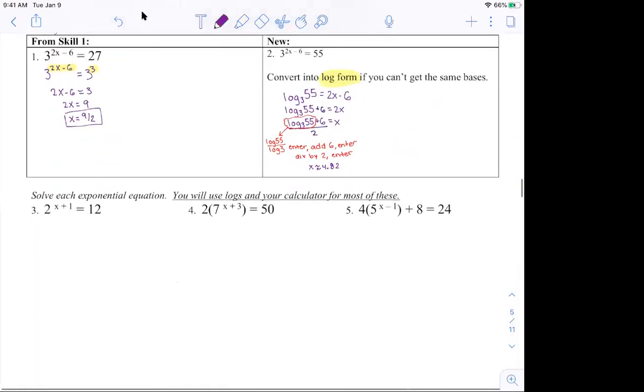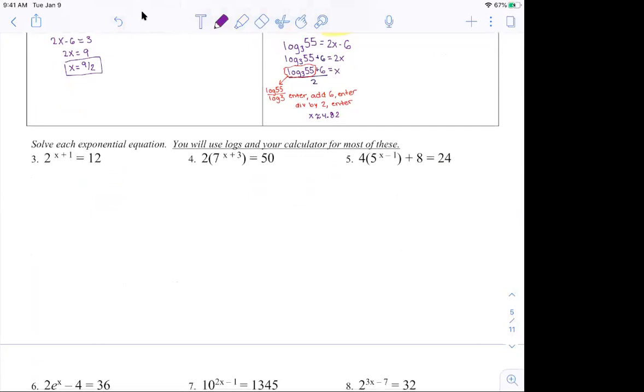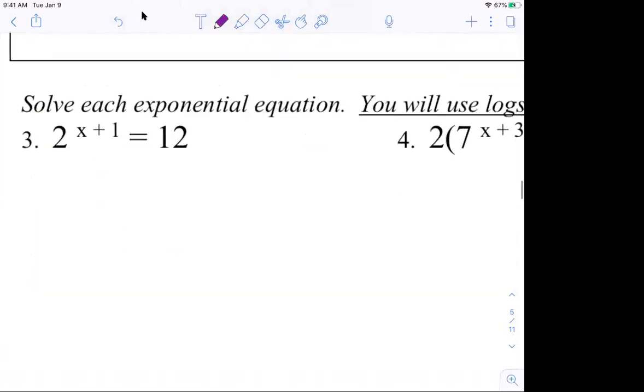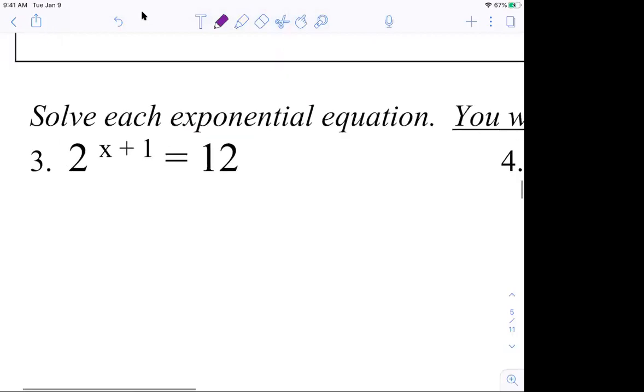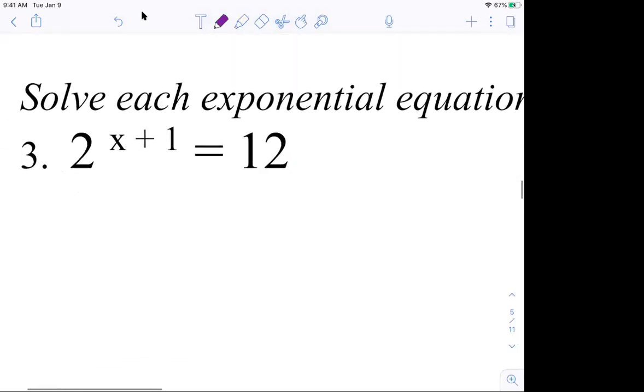So we're going to solve these again if you cannot get them to be the same bases. So I'm going to walk you through another one. So right away, we cannot get them to be both base 2. 2 to any power does not get you 12. So what I have to do is turn it into log form. So I'm going to say log base 2 of 12 equals x plus 1.